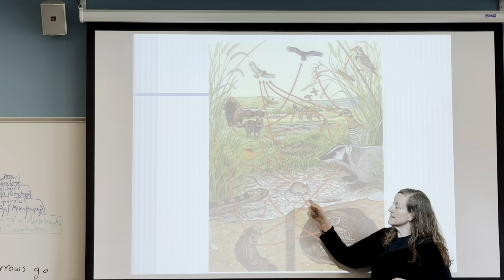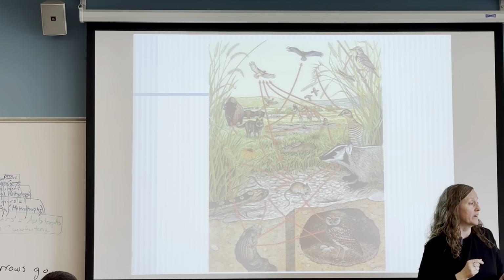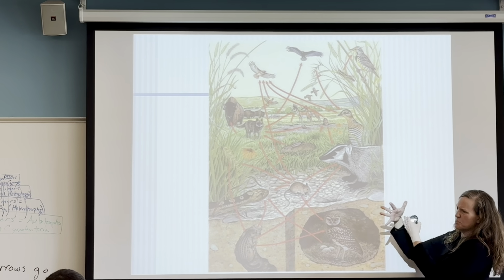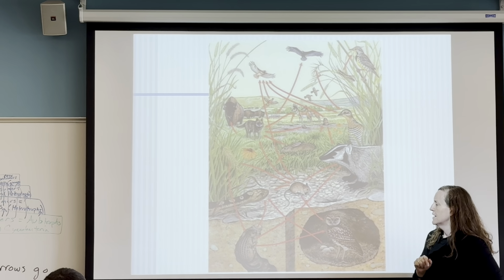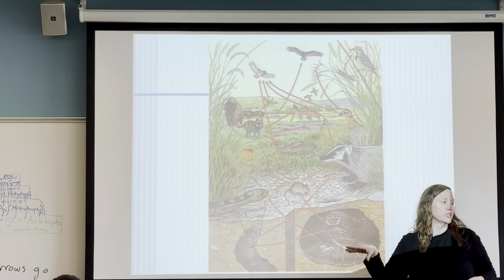And so you can see that a lot of things eat this one kind of organism, that you have a lot of overlap, so that it gets to look kind of like a spider web where things overlap. Remember again, the arrows show or go where the energy flows.